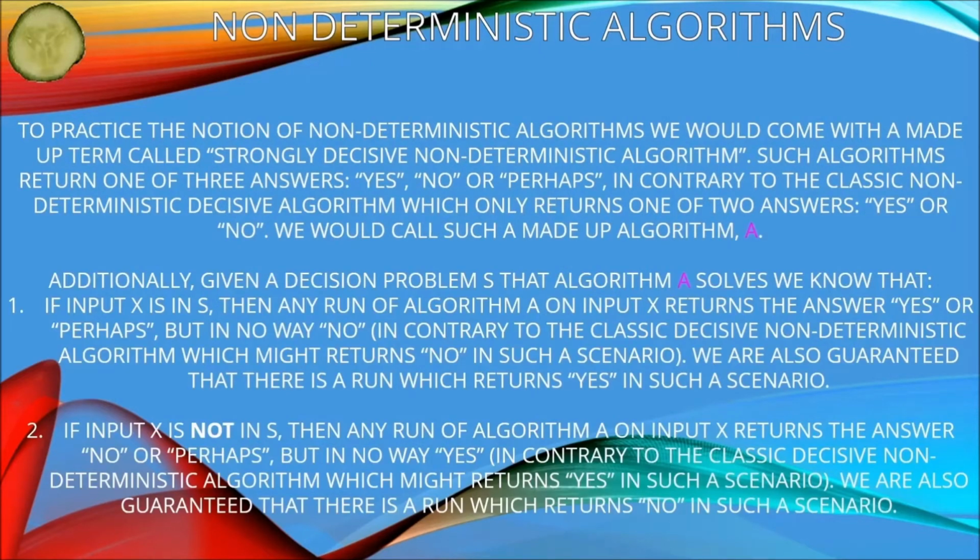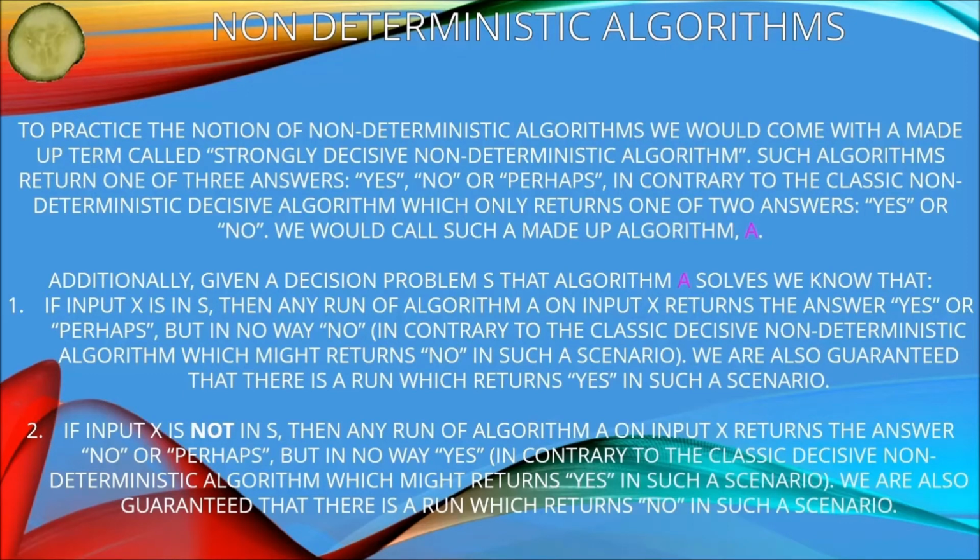To practice the notion of non-deterministic algorithms, we would come up with a made-up term called strongly decisive non-deterministic algorithm. Such algorithms return one of three answers: yes, no, or perhaps. In contrast to the classic non-deterministic decisive algorithm, which only returns one of two answers, yes or no. We would call such a made-up algorithm A.